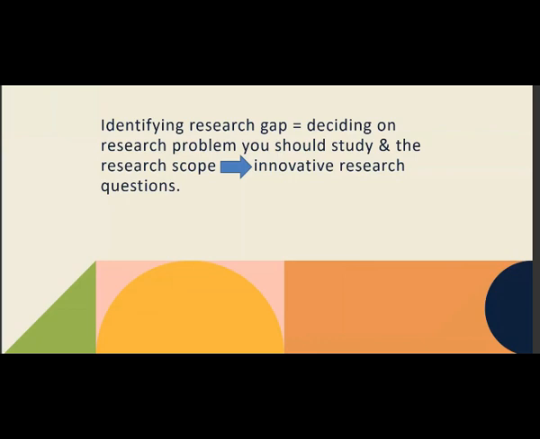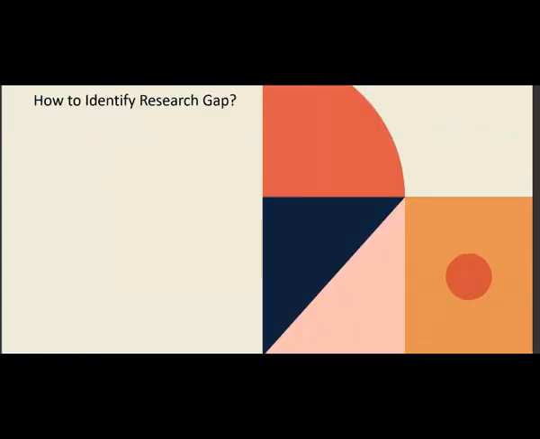Okay, so from the research gap, you identify the problem. When you identify the problem, you can raise the right question. And from that question that you raise, you will soon develop your objective, aim, and so on. Okay, so it will go from there. So it's important for you to get it right, right? So how do you identify your research gap? How can you do it in an easier way?